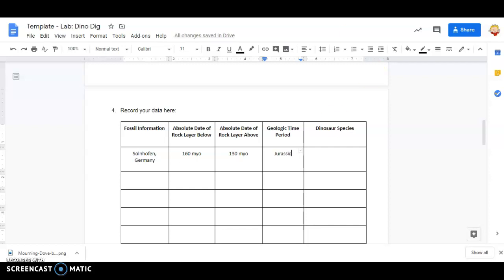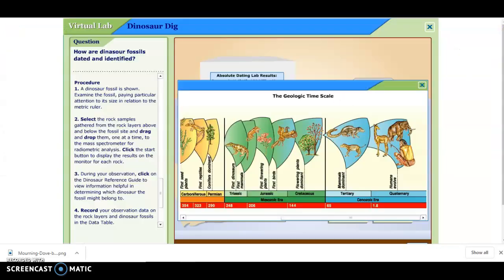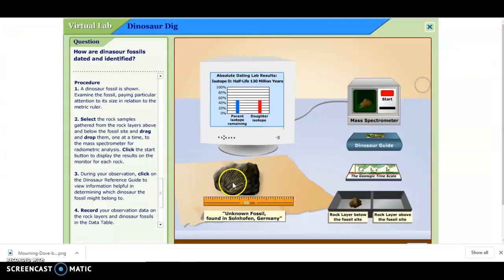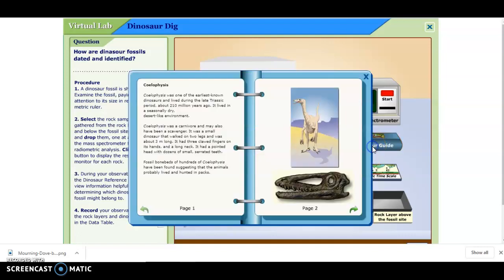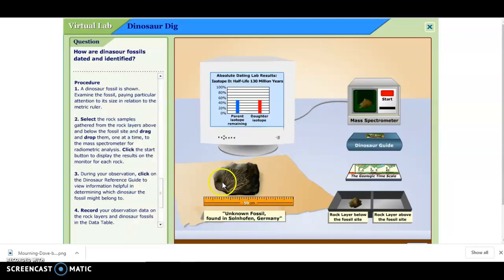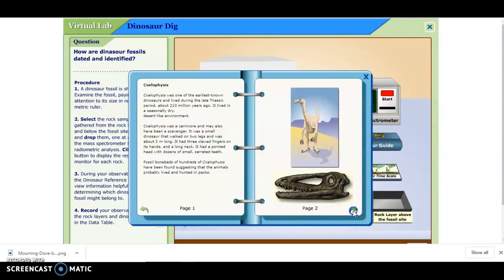And did I spell that right? I always spell, yeah, 2 S's. Jurassic, right? Hey, Jurassic Park. All right, and now we need to figure out the dinosaur species. So what we do now is we have to compare our fossil to the dinosaur guide. So let's have a look in here. So clearly it doesn't look like that at all. It does not look like a skull. If you look at it closely, it looks kind of flat, and then it just has the impressions of some lobey shaped things.